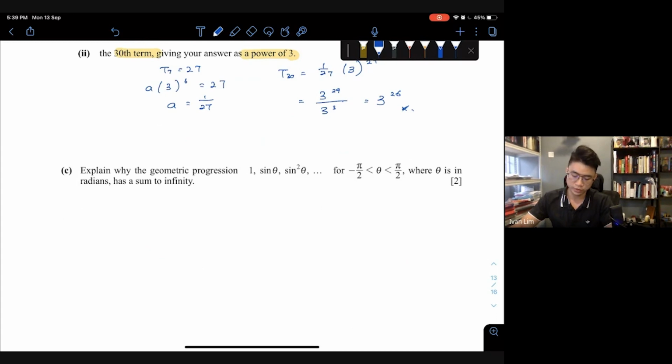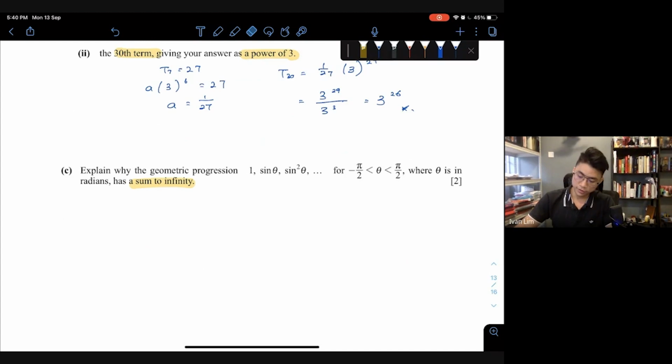pi over 2, where theta is in radians, has a sum to infinity. All right, so the criteria for sum to infinity is your R needs to be, sorry, not more than 1, less than 1. In between negative 1 and 1. Okay, in between negative 1 and 1. So let's find what's R first.